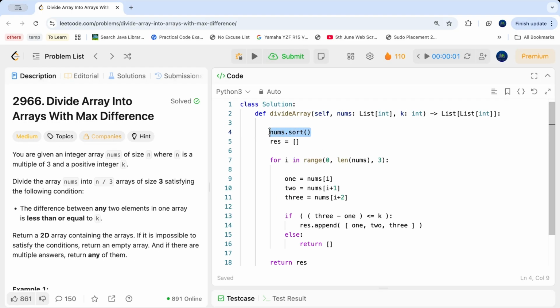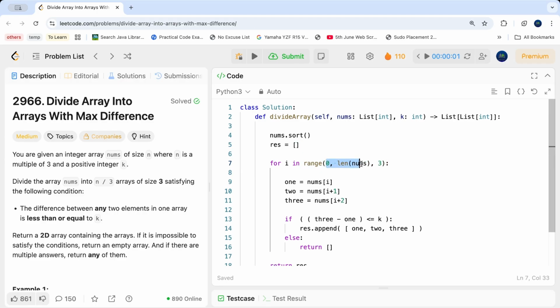So we have nums.sort. Then we create a variable result, which is equal to an empty array, or an empty list, as of now. Then we just run a simple loop in our array for i in the range of starting with index 0 and going till length of nums. And this is the step, that is, after index 0, the next value of i is going to be 3, then the next value of i is going to be 6, and the next value of i is going to be 9, right? This is how loops work in Python.